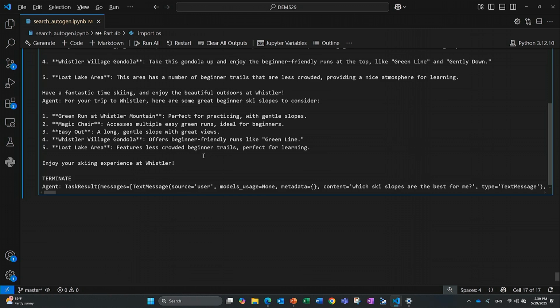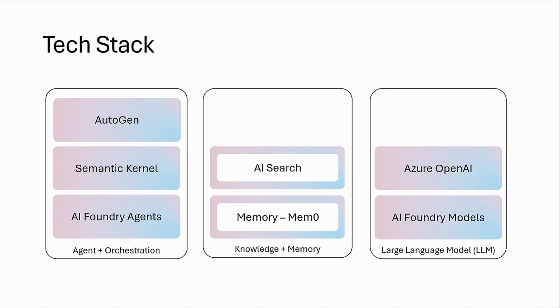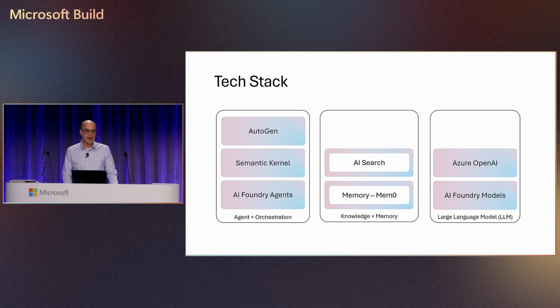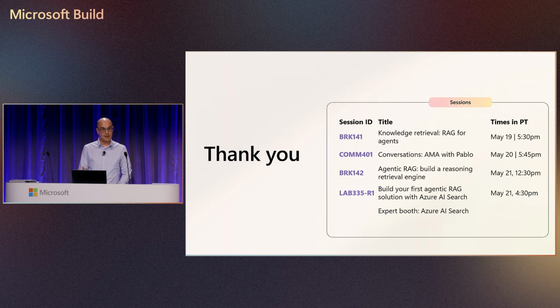So as we rush through, I hope it was helpful. I know this is a recorded session, so I hope you will go and review it once more if you want to look at it. As you can see, we used AutoGen, AI Search, Mem0, and also OpenAI. But you can do the exact same thing with multiple different tools like Semantic Kernel, AI Foundry Agents, and so on. And if you want to learn more about how you can use AI Search, retrieval, and memory capabilities, there are additional breakout sessions and labs relevant to AI Search. Thank you so much for your time.